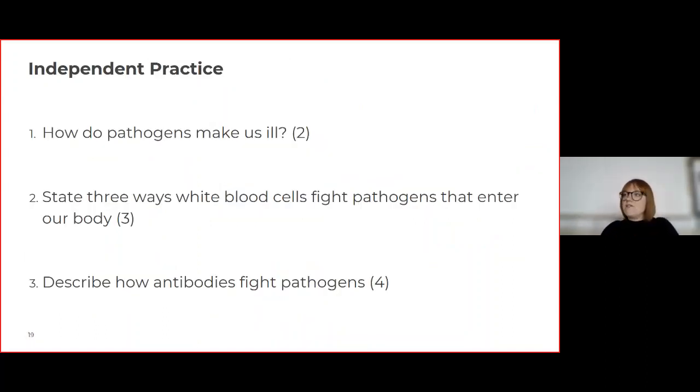Here are 3 quick questions. These are the types of questions that you may be asked in the exam, and I've allocated some marks for them. The first question is, how do pathogens make us ill? That would maybe be a 2-mark question because you could say give 2 reasons why. Question 2, state 3 ways white blood cells fight pathogens that enter our body. That could be a 3-mark question. And the last one, a 4-mark question, describe how antibodies fight pathogens.